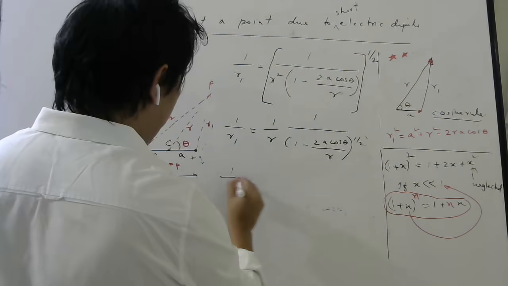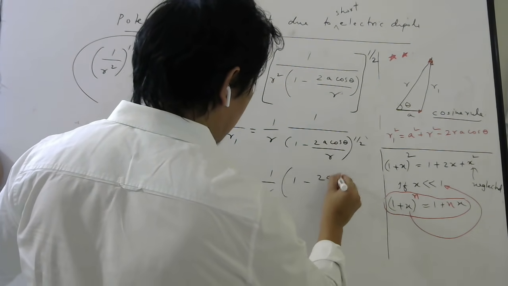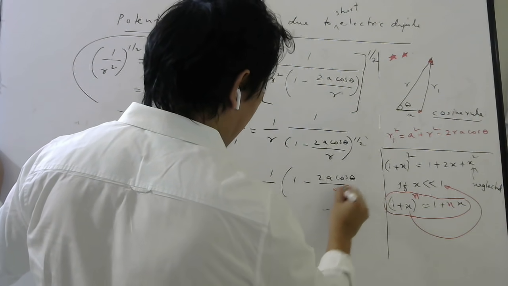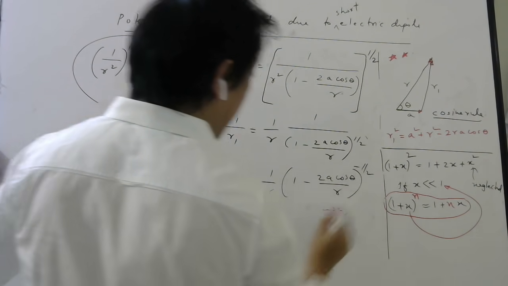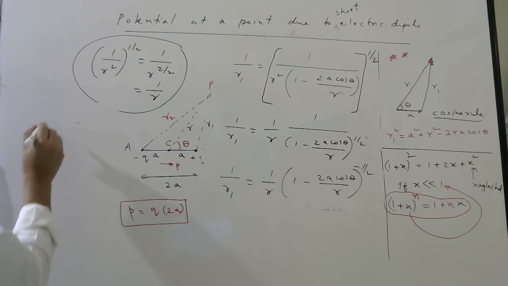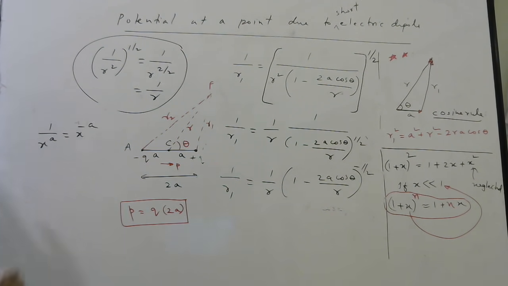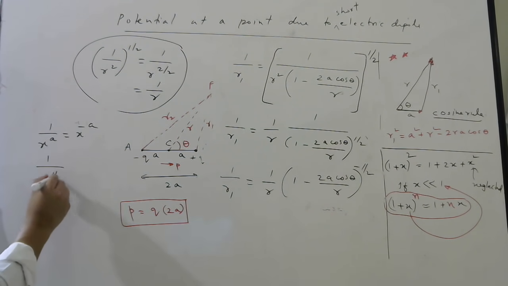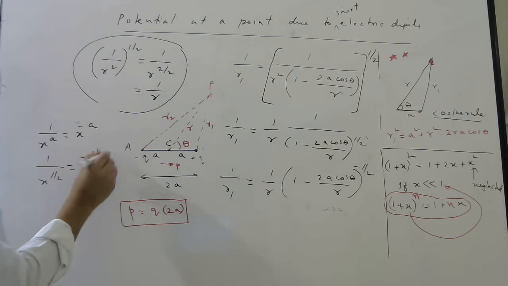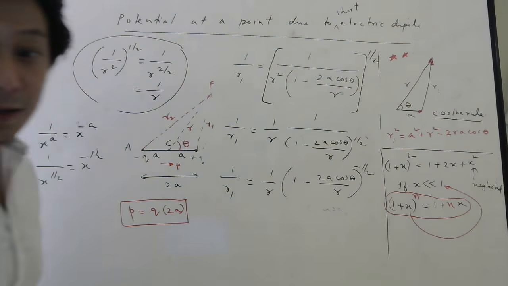Then finally 1 by r1 will be what now? 1 by r, 1 minus 2a cos theta by r, power minus half. Why minus half? Because this thing will go up. Right? You know this also. Look here, 1 by x power a is x power minus a. So 1 by x power half will be x power minus half. So if you take this whole thing up, minus half will come in the power.